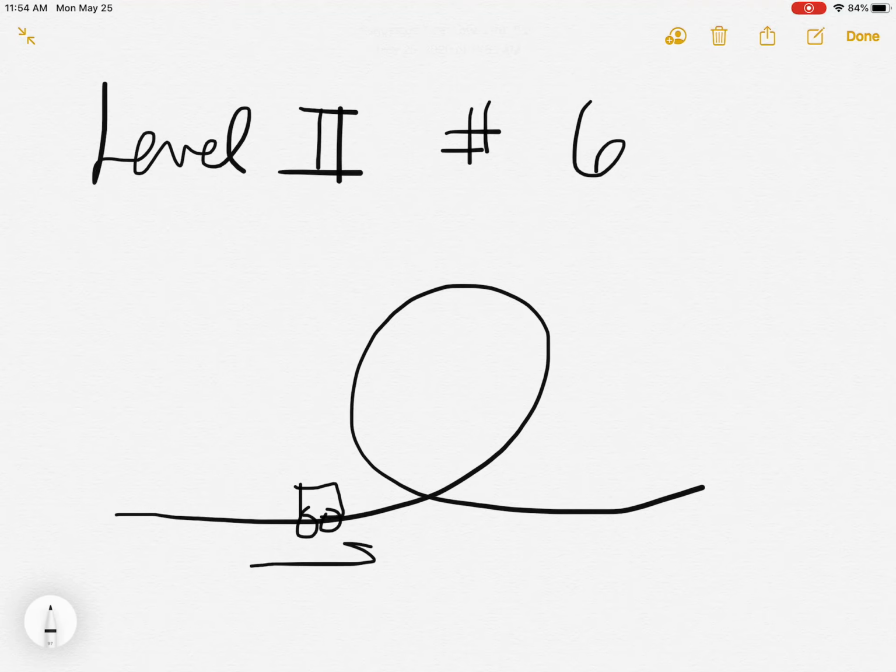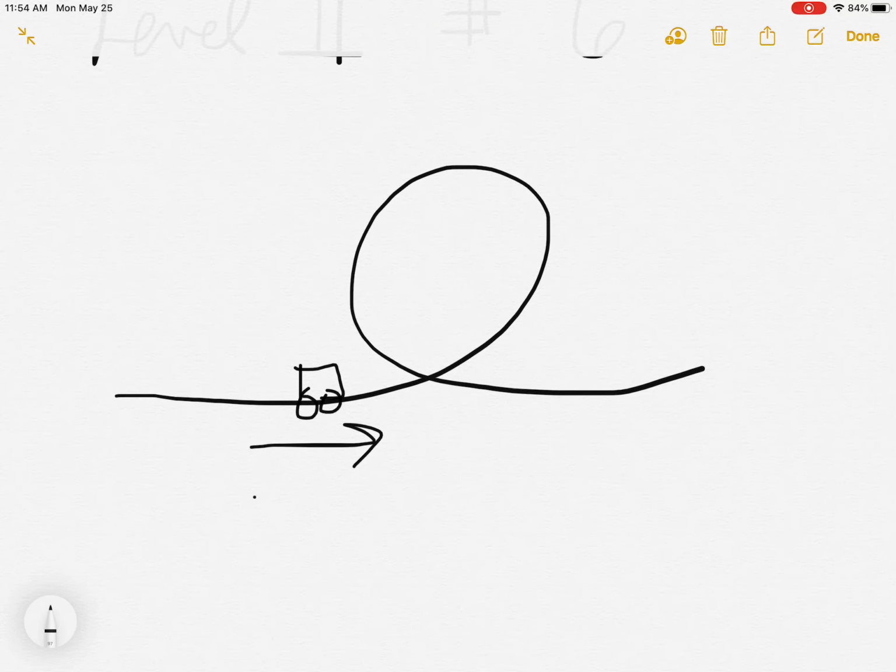So the roller coaster here at the bottom is going to be zipping along. And of course, it's going to have to be going pretty fast, right, to make it around the loop. And they're asking us, what is the speed you would need to make it around the loop? And the loop has a radius of 15 meters.